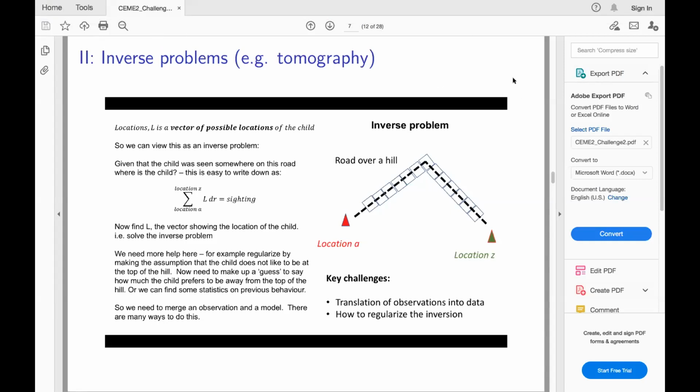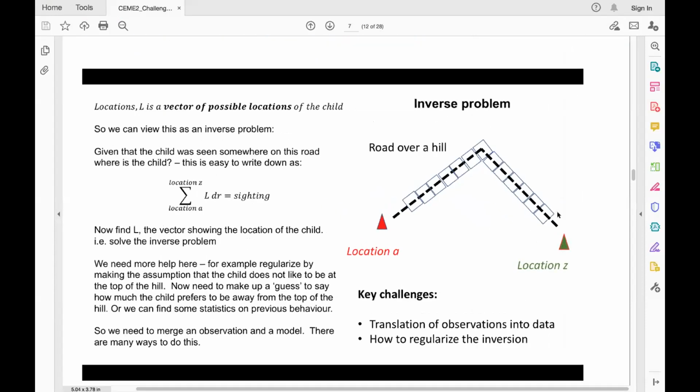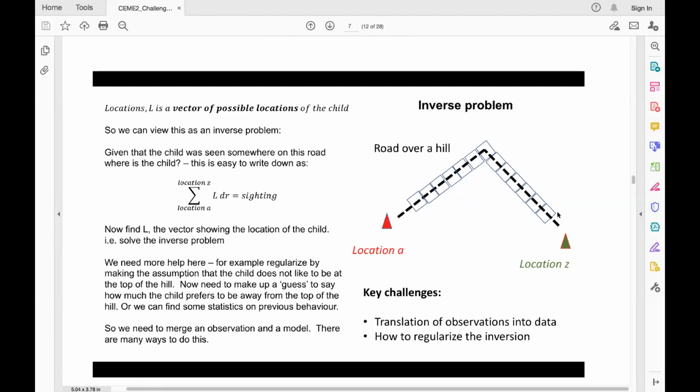And so the challenge we have immediately is, how do we translate from the fact that there's been a sighting of the child on the road to something that is actually mathematical? On the left-hand side, we've got the thinking process as to how we translate a descriptive event into pseudo-mathematics. So we can say that we have a set of locations, which are little boxes on the right-hand side, which is a set of possible locations the child might be.